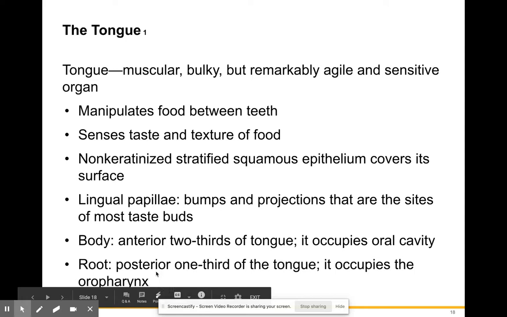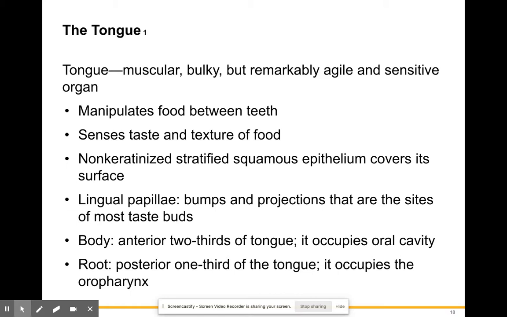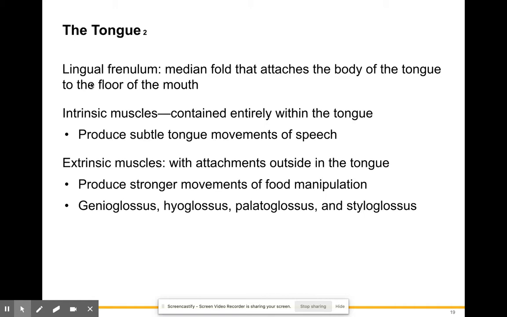Not a lot of people think that their tongue goes all the way that far back, but your tongue is very big, and it goes basically all the way to the edge of your throat, much further than you would think it goes. And I'm going to show you a picture of that in a moment.